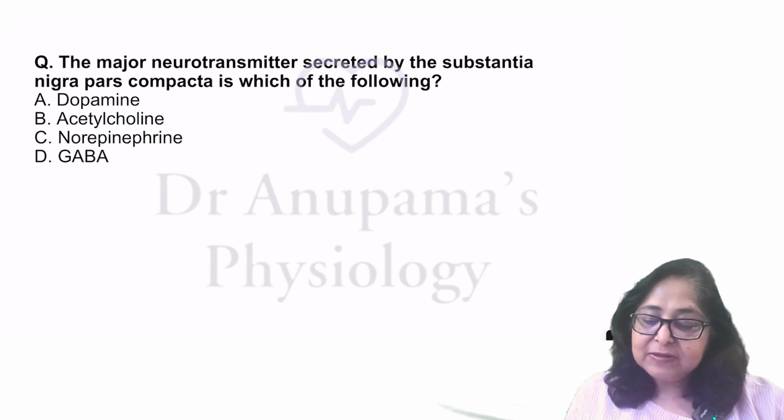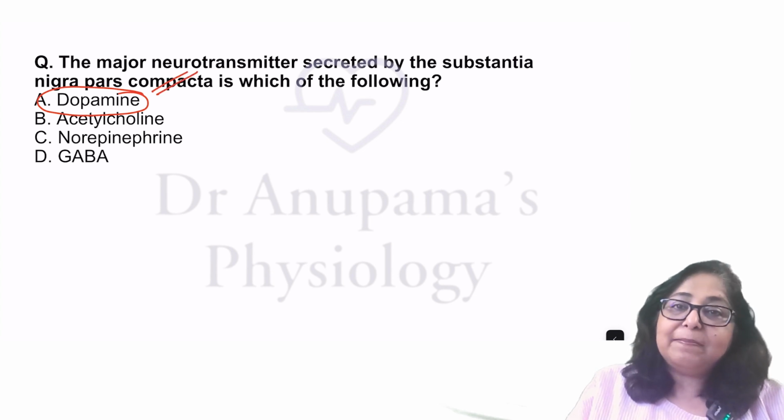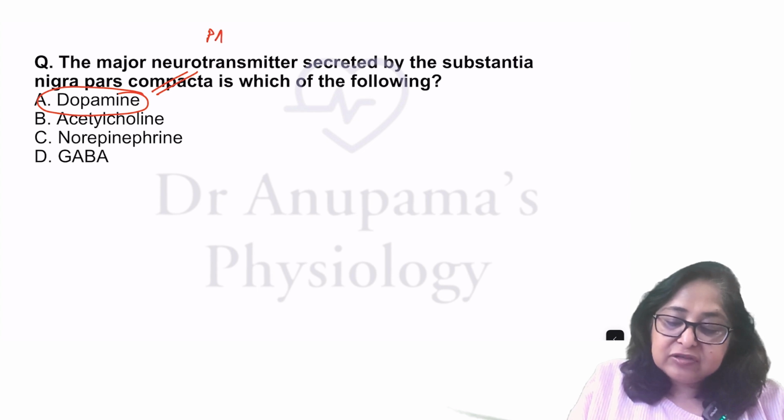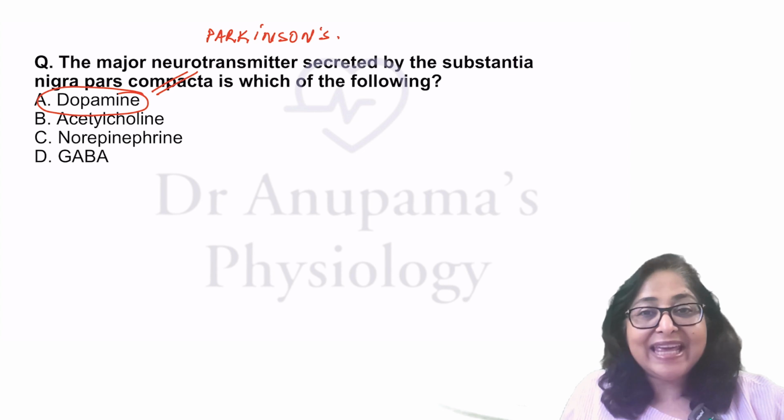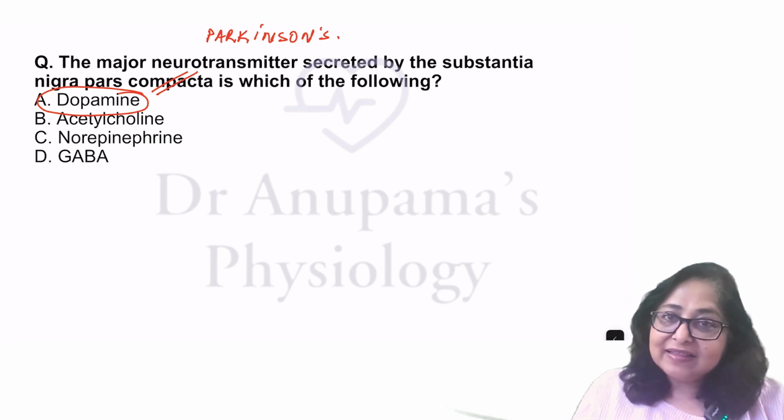The major neurotransmitter secreted by the substantia nigra pars compacta is dopamine, and loss of substantia nigra pars compacta neurons, loss of the dopaminergic neurons, is responsible for Parkinson's. A brief recap of the different components of the basal ganglia and the neurotransmitters that they secrete.